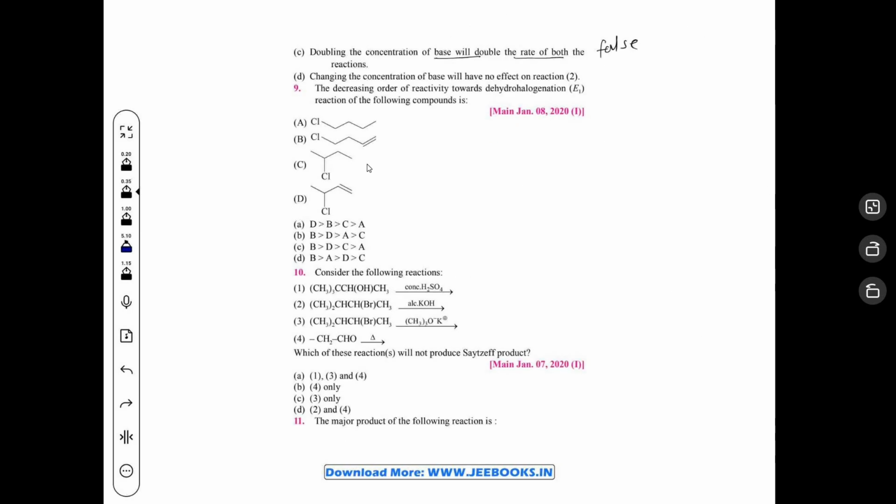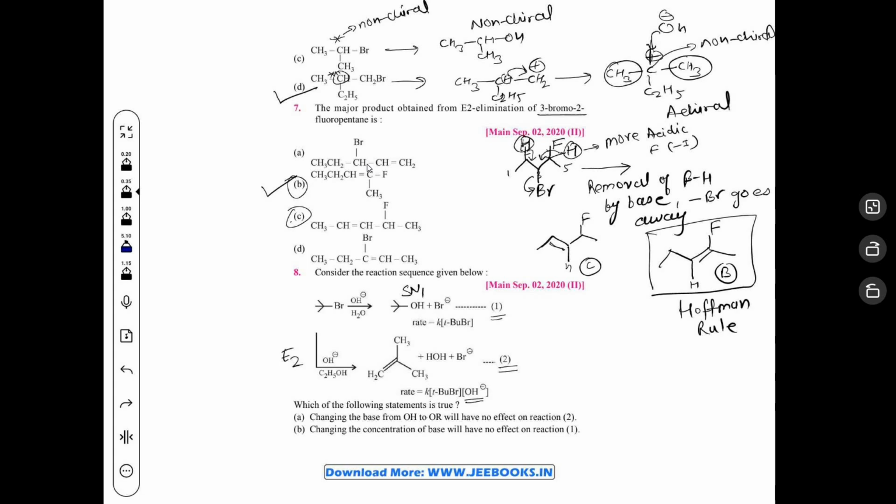Now, changing the concentration of base will have no effect on reaction 2. This is also false, because as we see, if you change the concentration of base, it will have an effect on reaction 2. So this is also a false statement. So the correct answer is B. This is the correct answer.